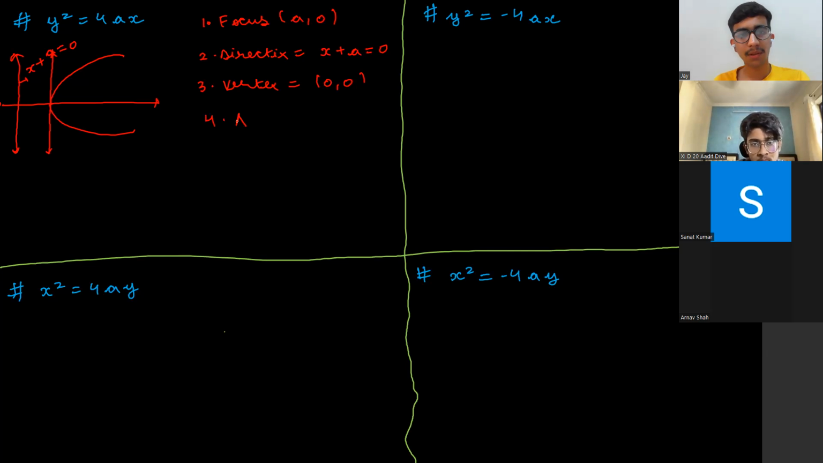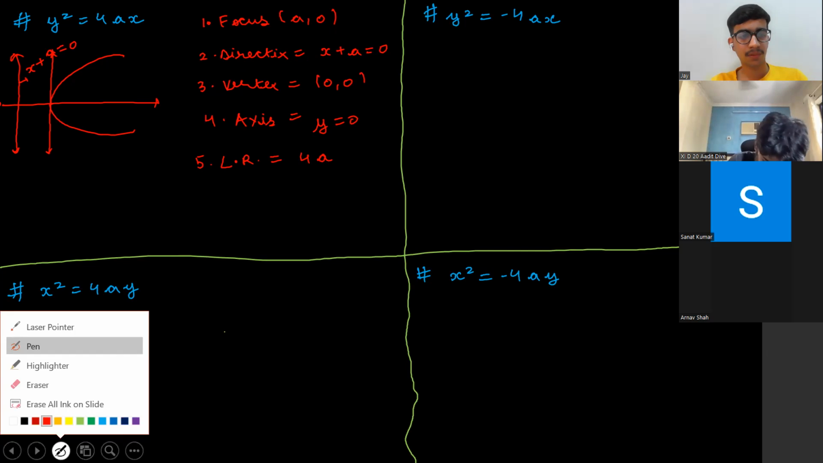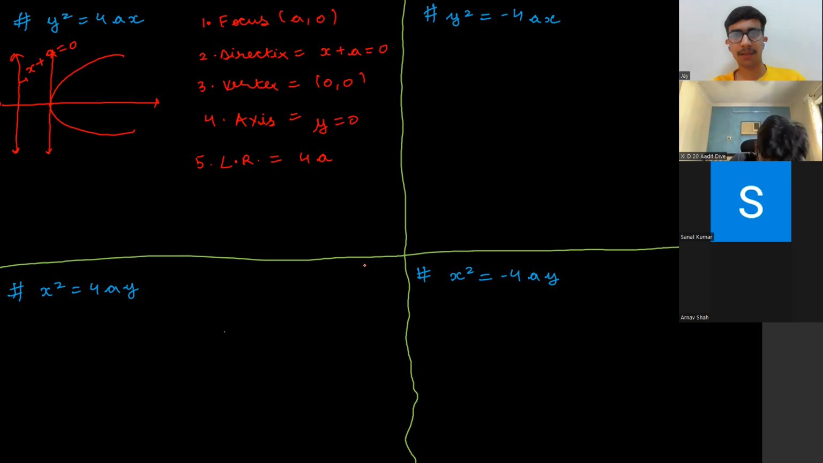Okay, what is the equation of the axis? Is it y equal to 0? Because x-axis is denoted by y equal to 0. Yes. Okay, what is the length of the latus rectum? 4a. All right. So for this parabola, the focus is a comma 0, the directrix is this, and all that stuff. Okay, let's go to the next one.